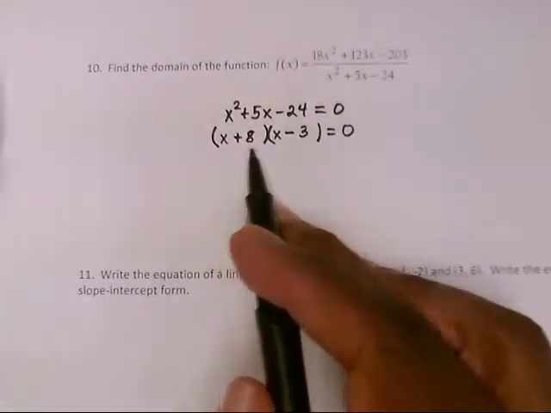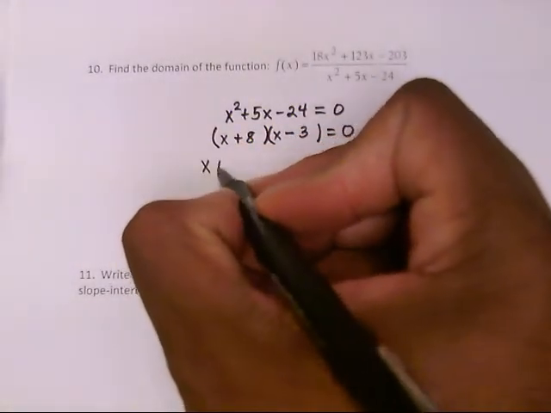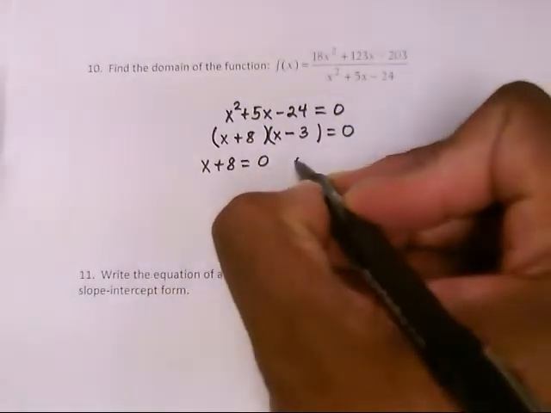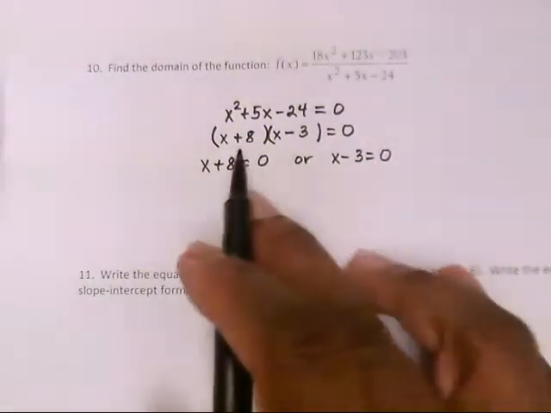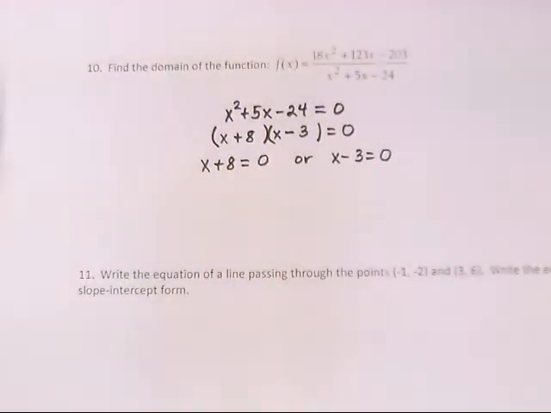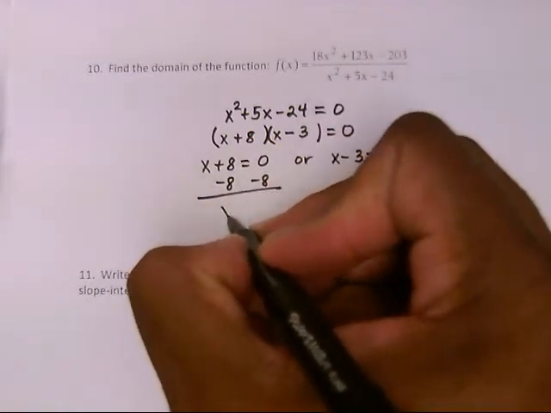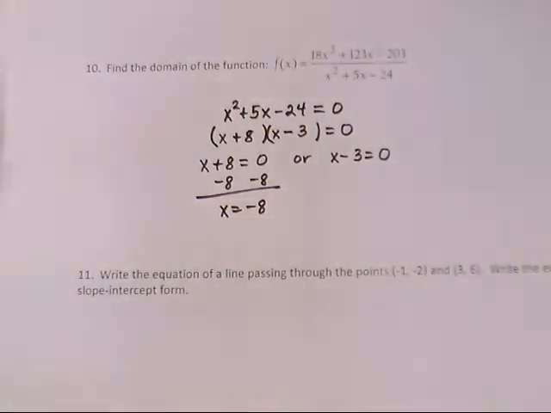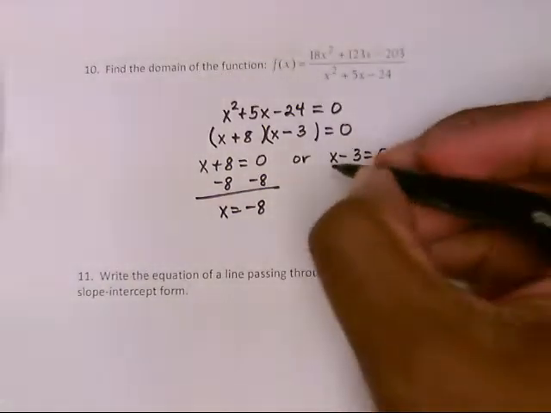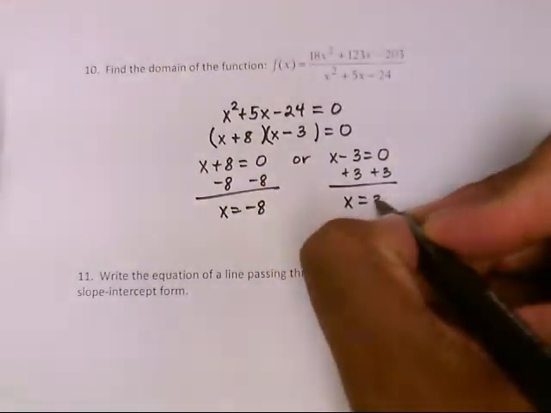And then we'll set each binomial factor to be equal to 0. So here I'll set x plus 8 equal to 0, or I have x minus 3 is equal to 0. That's what this equation means. And then we're going to solve each equation for x. So here, for the x plus 8 equal to 0, if I subtract 8, you'll get x equal to negative 8. And then for the x minus 3 equal to 0, if I add 3, that means x is equal to 3.